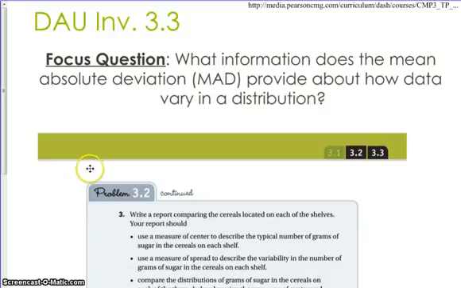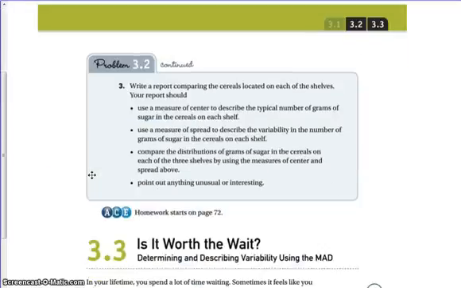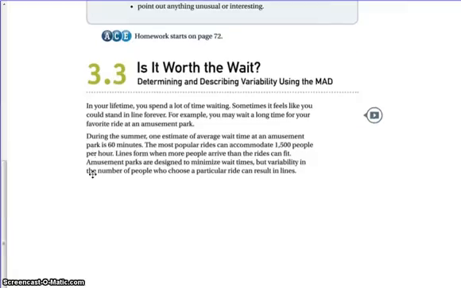Today we are going to take a look at DAU Investigation 3.3, which is about the mean absolute deviation. So the question today is, what information does the mean absolute deviation, or MAD, provide about how data vary in a distribution? This lesson starts on page 67 in your text.